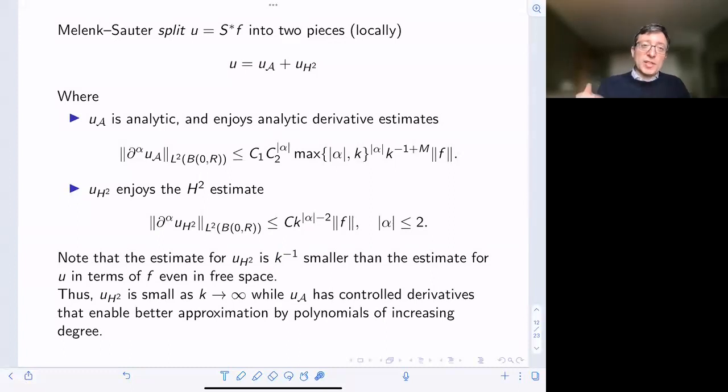So I've got these two pieces. The analytic one is exceptionally well approximated because it has good derivative estimates, and this other piece is exceptionally well approximated, well, because it's small. It's essentially an error term.